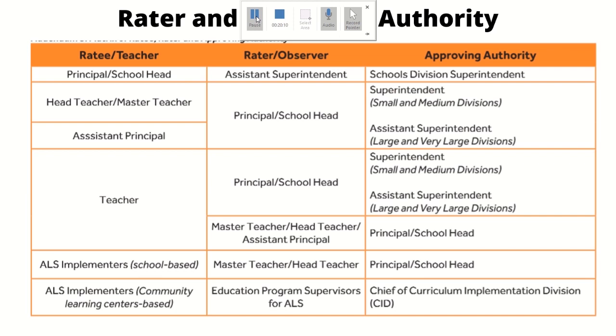Right. So what if you are an ALS implementer, school-based? Who will be your rater? Well, the rater should be the master teacher or the head teacher. And the approving authority will be the principal or the school head of your school. If you're an ALS implementer and you are community learning center based, your rater will be the Education Program Supervisor for ALS or any coordinator who is handling ALS. And the approving authority will be the Chief of the Curriculum Implementation Division, or the CID.